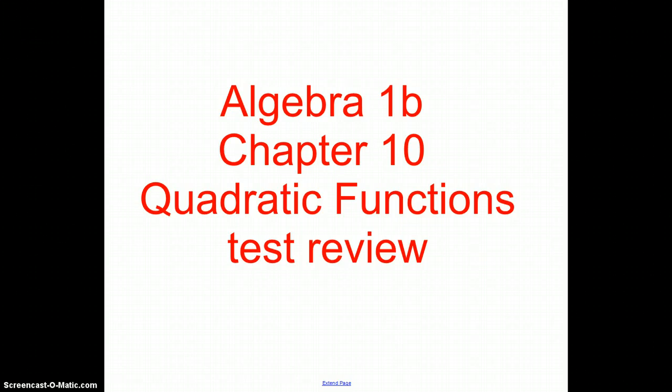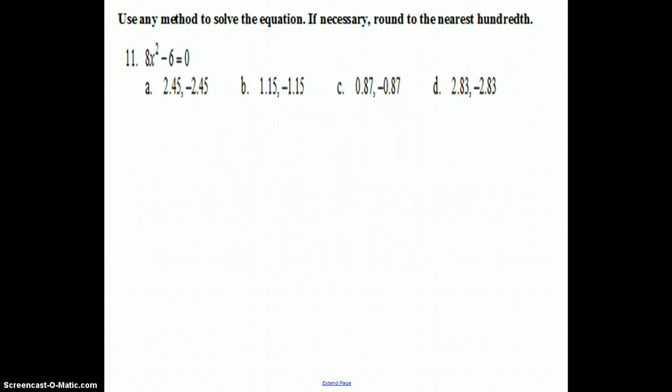Okay, today we've been working on this review for Chapter 10 in Algebra 1B on the quadratic functions. And we really only have a few problems left. So I'm going to skip ahead to where we left off in Part 1 to finish up Part 2. So here, use any method to solve this. If necessary, round to the nearest hundredth. So here is our equation.